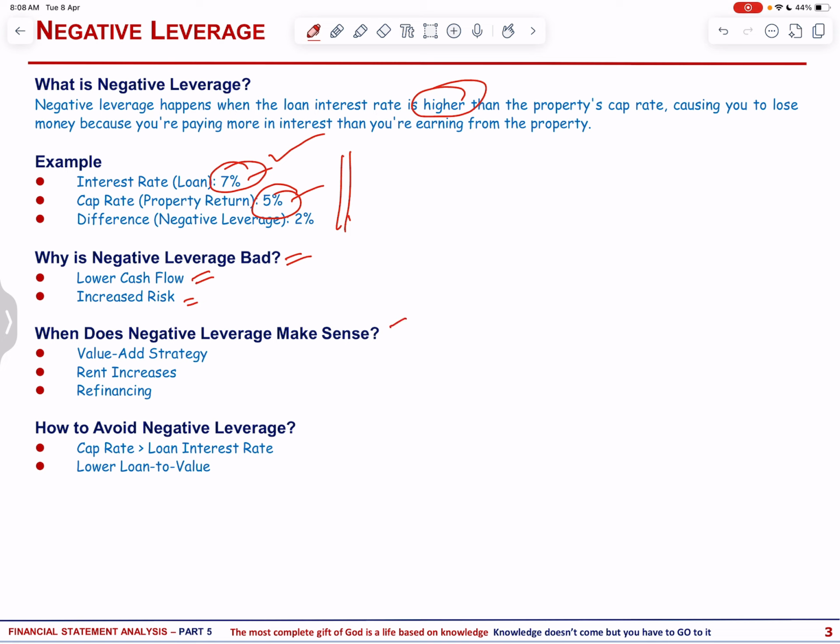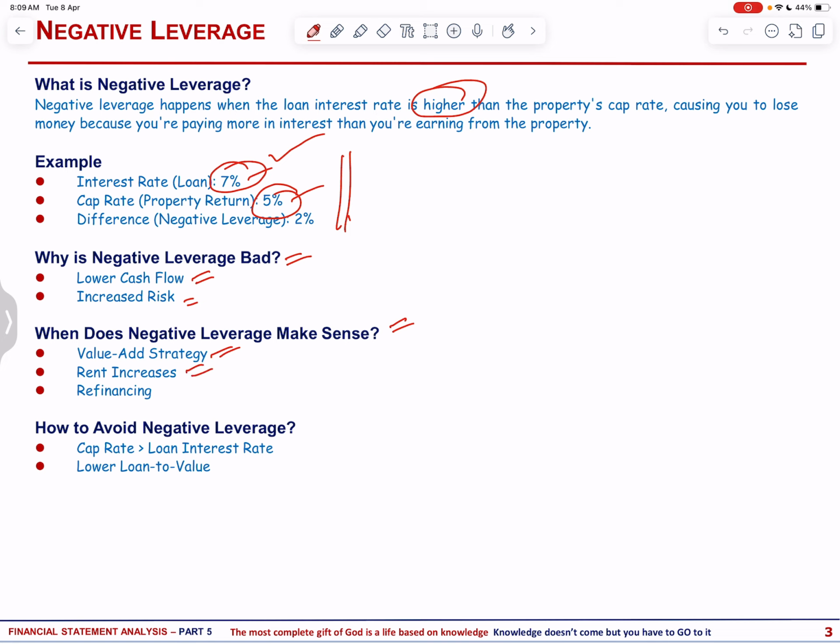Coming to when does negative leverage make sense? There are certain situations where negative leverage might still be a part of a strategy, but it needs to be planned carefully, like a value add strategy. If you plan to renovate or add units to increase the property's value and rents, negative leverage can be absorbed in the short term with the hope that the property will appreciate and provide higher returns.